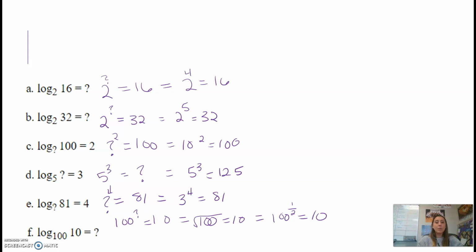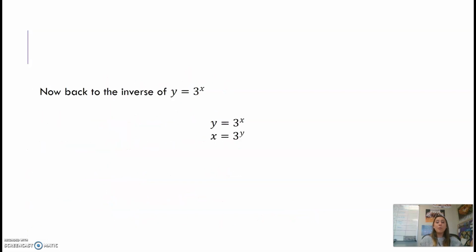All right, so now when we think of the inverse, remember we were finding the inverse of y equals 3 to the x. So with inverses, we always switch the x and the y, and then we solve for y. We learned that last semester. So when we switch the x and the y, well, now I know how to solve for y. We know that logarithms equal an exponent.